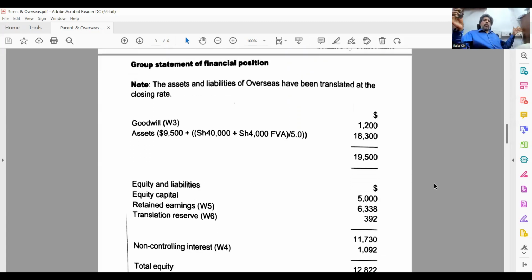Okay, so this can come for 15 marks in your examination. So here you have been asked to make a consolidated balance sheet, nothing but SOFP, statement of financial position, and also make a consolidated statement of profit or loss and other comprehensive income. So how do you go about consolidating a foreign subsidiary? You just follow these working notes.